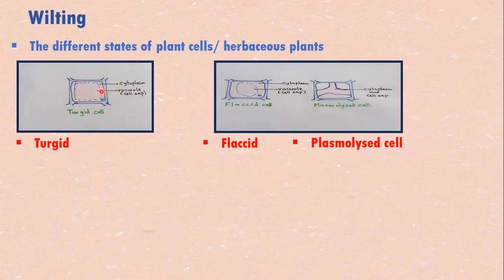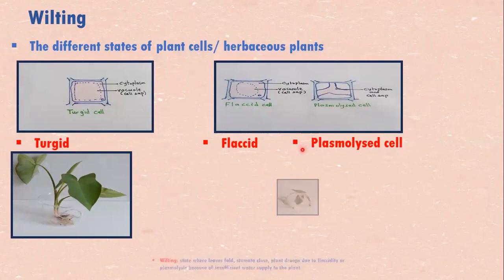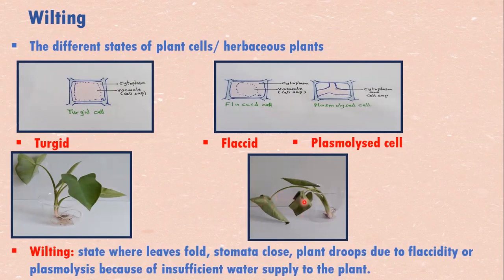If a cell is turgid and the cells in the plant are turgid, they have great importance. It produces a plant that is firm, a herbaceous plant that is firm, erect, everything okay. But when cells are flaccid, then we have plants that are wilting like this. The plant, the leaves fold, stomata close, the plant droops because of flaccidity or plasmolysis, because there's insufficient water supply for the cells. So, does this have any importance?